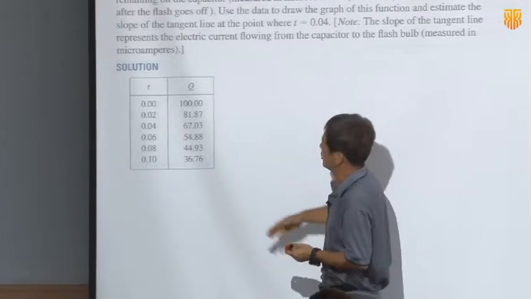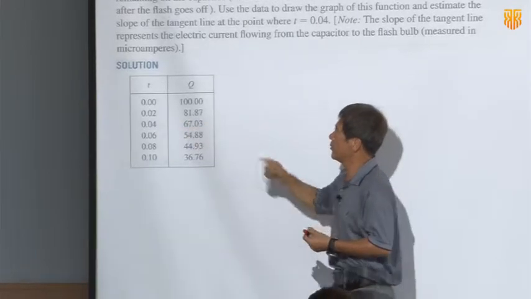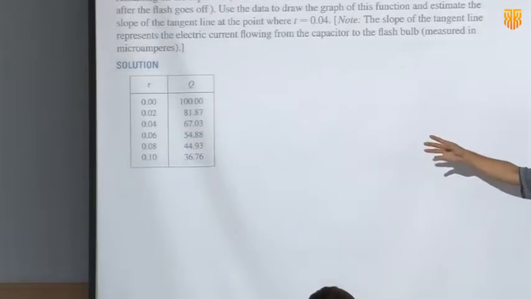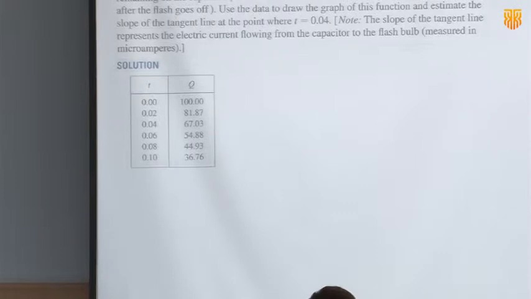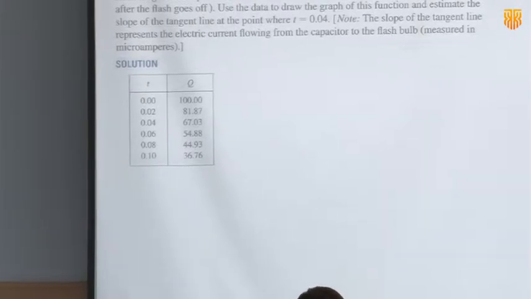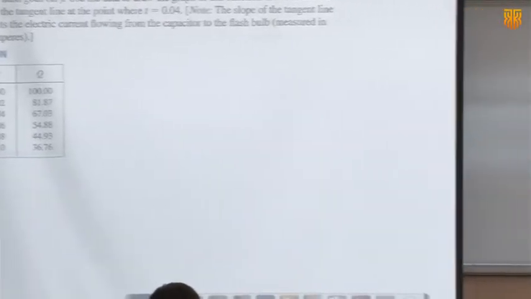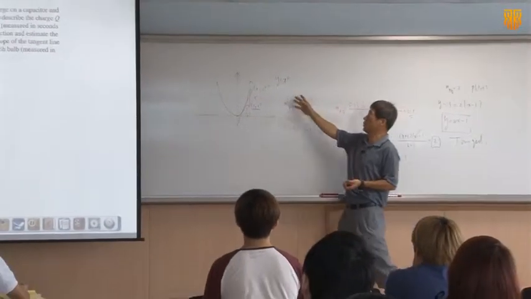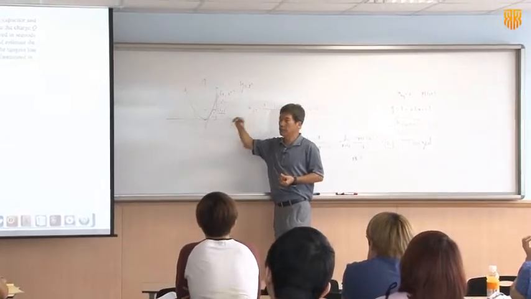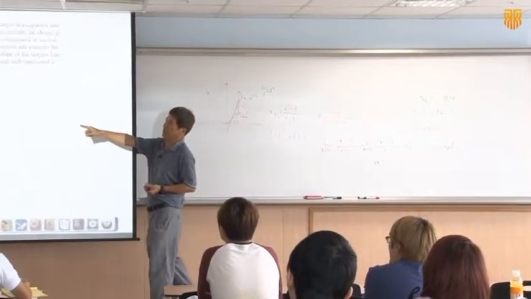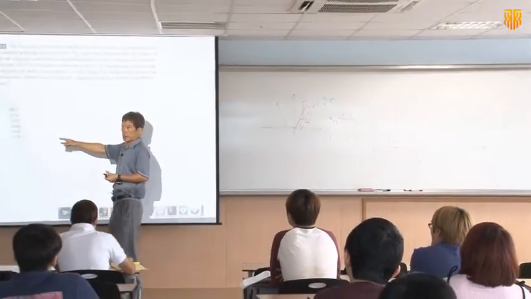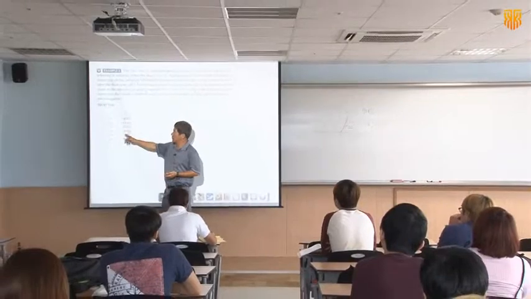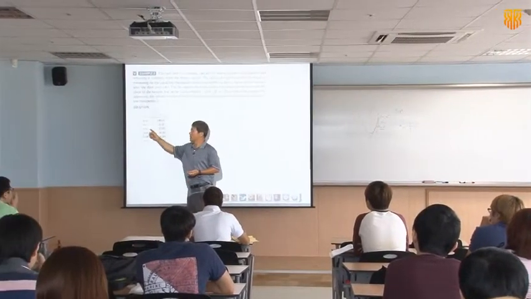What's that? Charge at that time, okay, 0.04. So this is not a continuous function like y equals x squared, where no matter which x value you choose, you can find the y. But in this case, only a few points are given: 0.02, 0.04, 0.06, 0.08. But you want to find the value at this point.